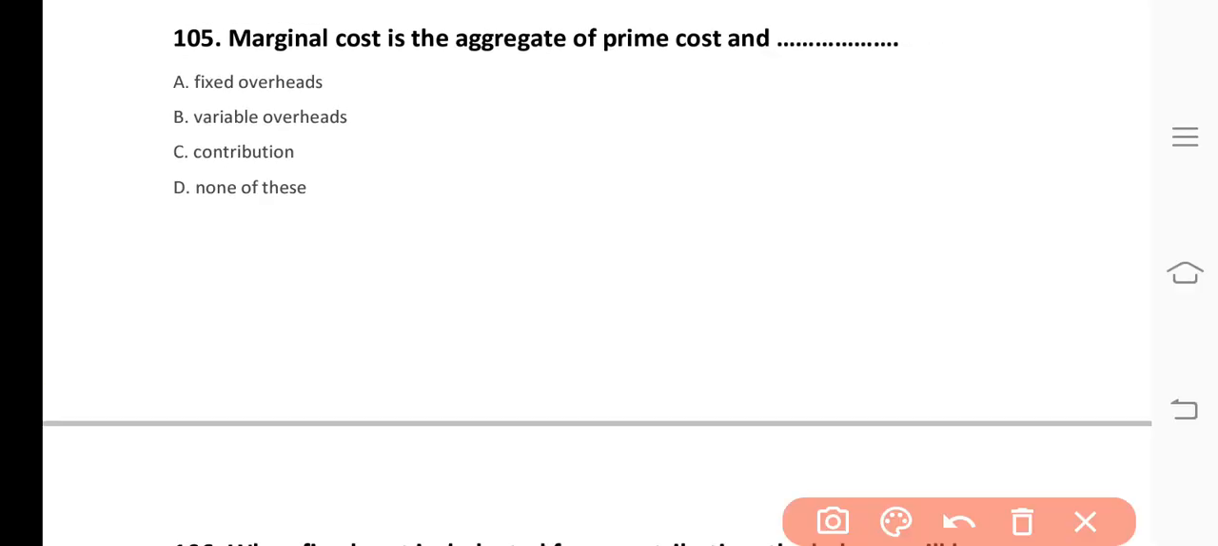MCQs number 105. Marginal cost is the aggregate of prime costs and: fixed overhead, variable overhead, contribution, or none of these. So the correct option is option B, variable overhead. So marginal cost is the aggregate of prime cost plus variable overheads.